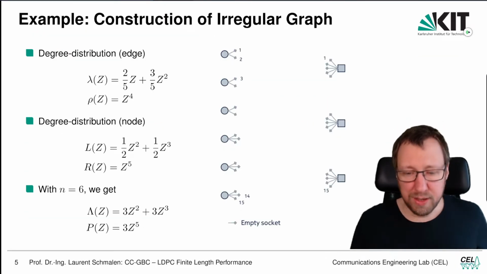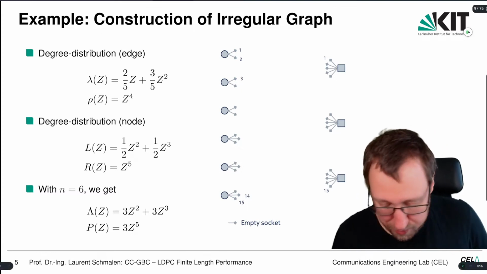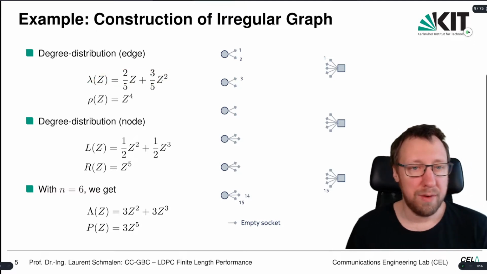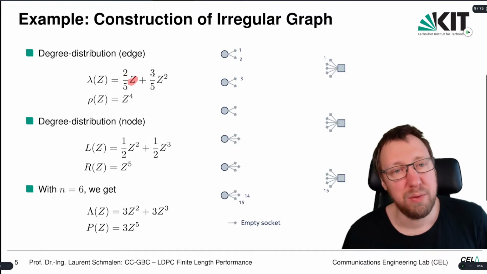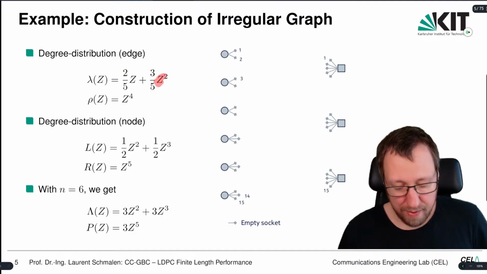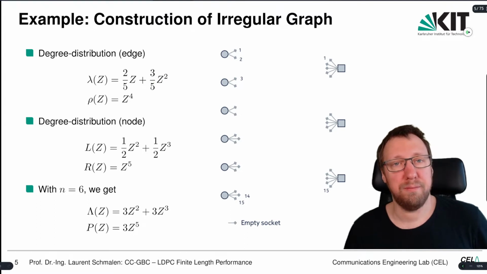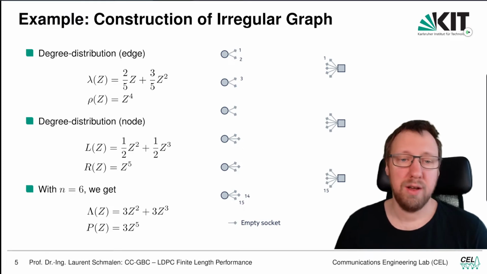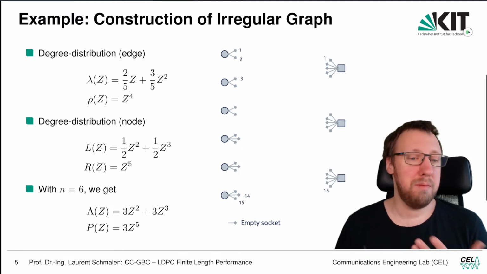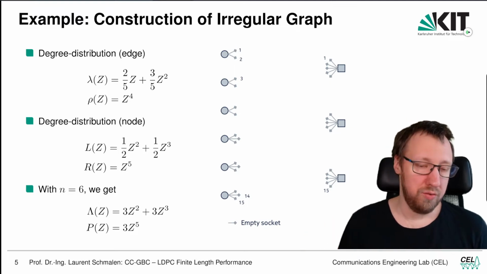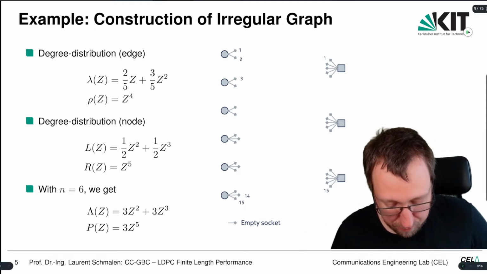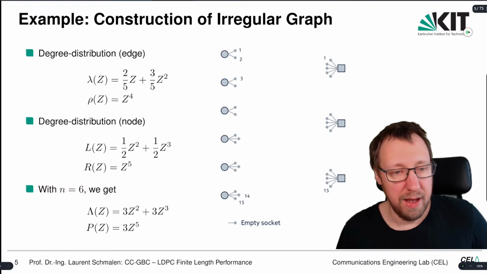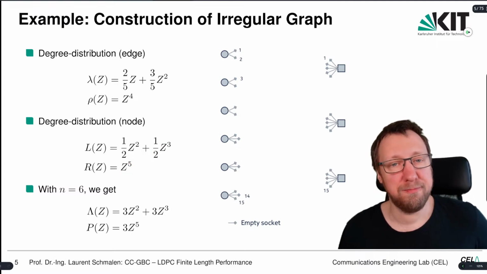So we start with a degree distribution that we get from the optimization, for instance. We have lambda of z is equal to 2/5 times z plus 3/5 times z squared, and rho of z is equal to z to the power 4. Again, a very good exercise is to do the calculation of L of z and R of z by yourself. So try to do this. We get L of z is equal to 1/2 times z squared plus 1/2 times z cubed, and R of z is equal to z to the power 5.